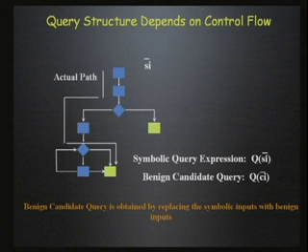If these structures match, then it's not a SQL injection attack, and if it doesn't match, then it's an attack. So the benign candidate query is obtained by replacing the symbolic inputs with benign inputs, right?